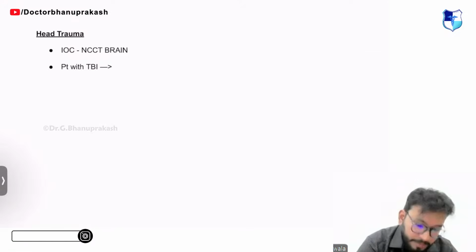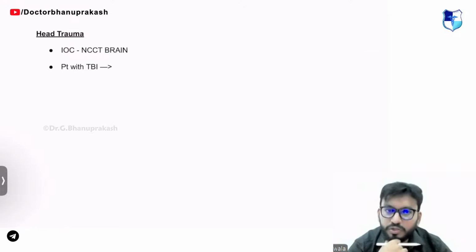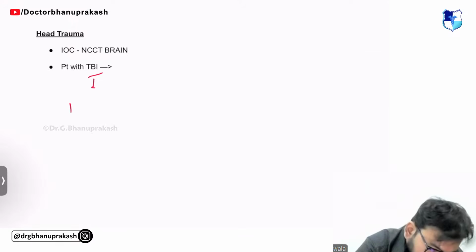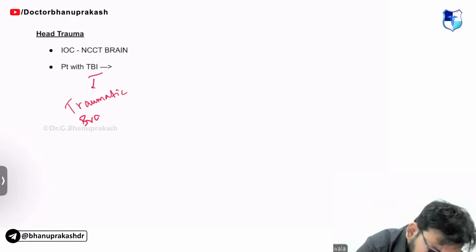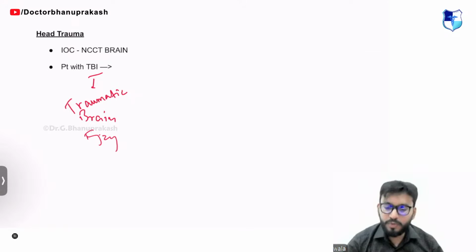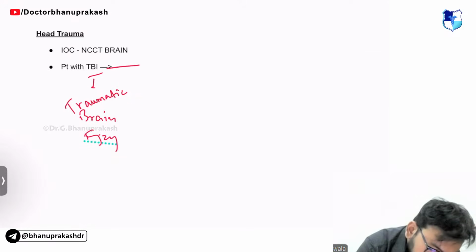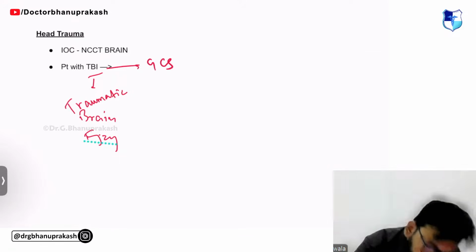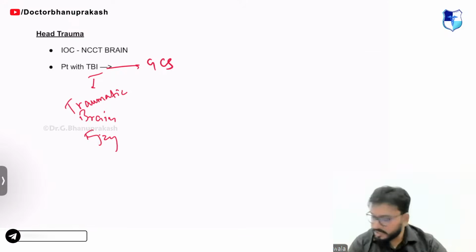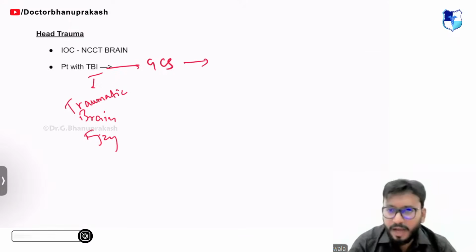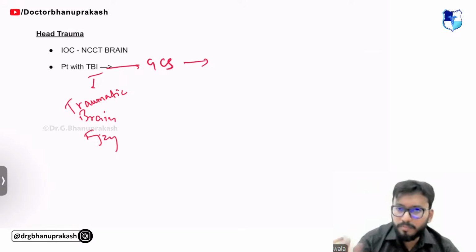So, head trauma. Remember NCCT brain, I gave you the mnemonic CCT; the T was for trauma. When any patient comes to you with traumatic brain injury, TBI, what do you do? The next step is to assess the GCS, the Glasgow Coma Scale. The GCS has to be assessed first. In GCS, you calculate eye opening, verbal response, and the voluntary movements.